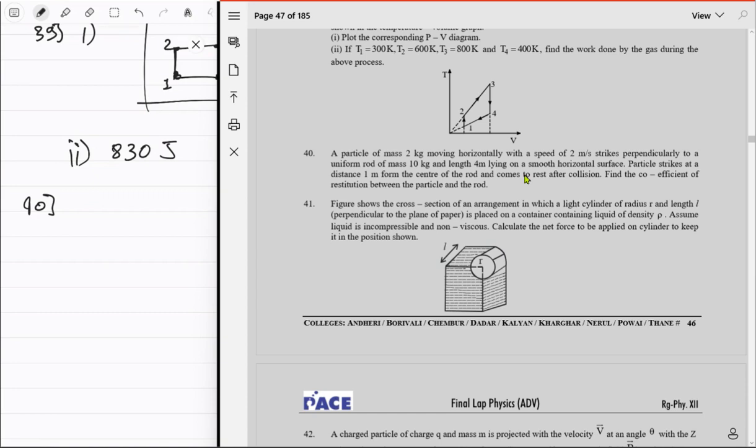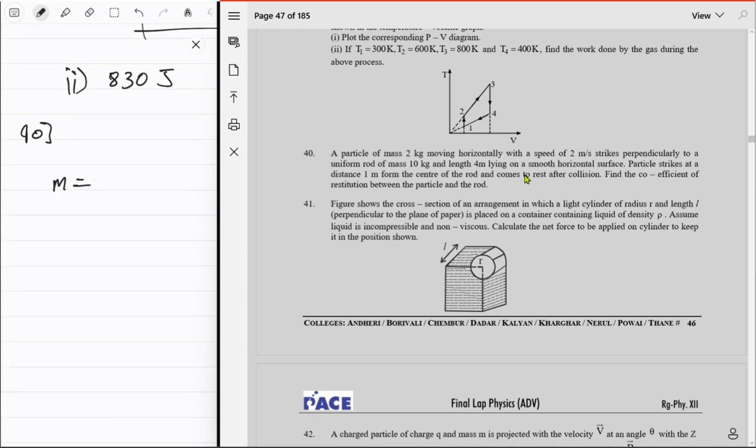Okay, uniform rod, strikes perpendicular to the uniform rod. Strikes at a distance 1 meter from the center. You have been given the momentum, right? Basically, yes. Small m is 2 kg. Your speed v naught is 2. Strikes perpendicular to a uniform rod of mass 10 kg, length 4 meter. So you can say the particle strikes at distance 1 meter, right? r is just 1 meter from the center of mass, and comes to rest after collision.